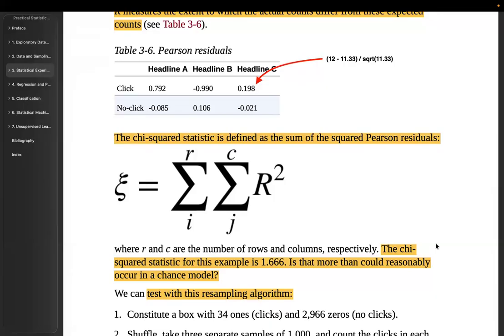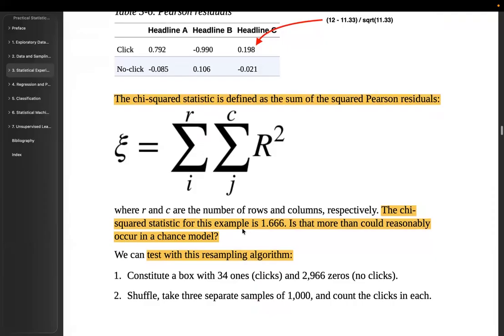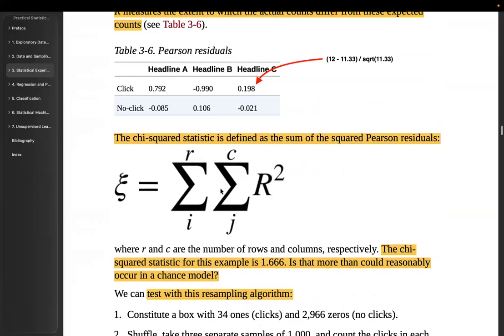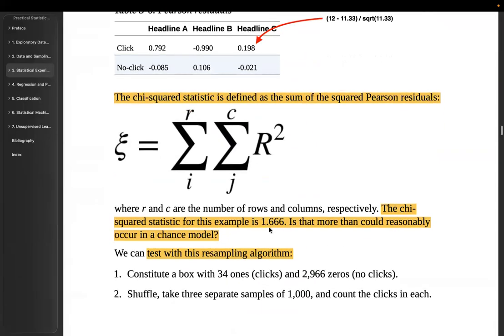For the chi-squared statistic, I computed this. I added them all together and got about 1.6659, which rounds to 1.666. If you square and add, that's what you get. I confirmed that it's 1.666. And is that more than could reasonably occur in a chance model?